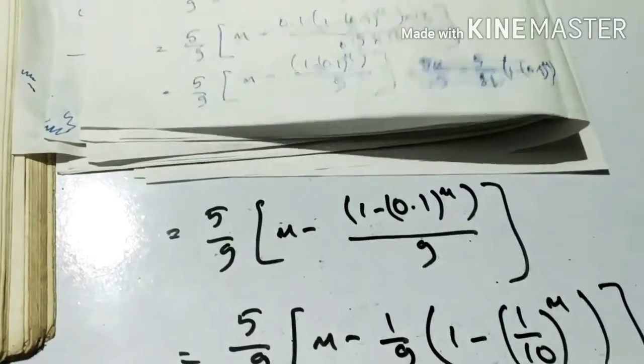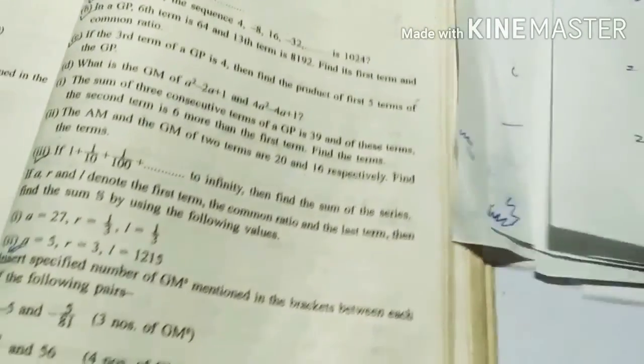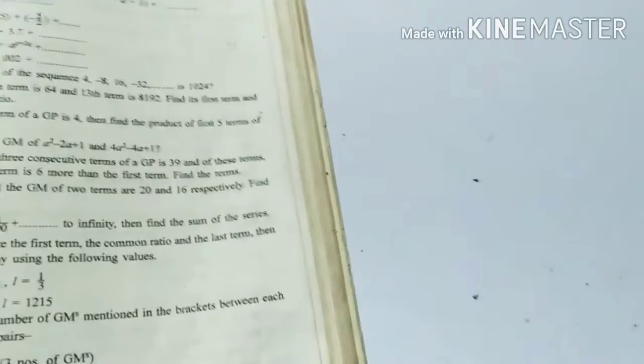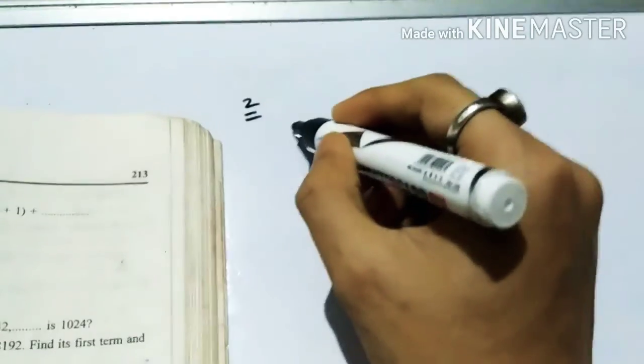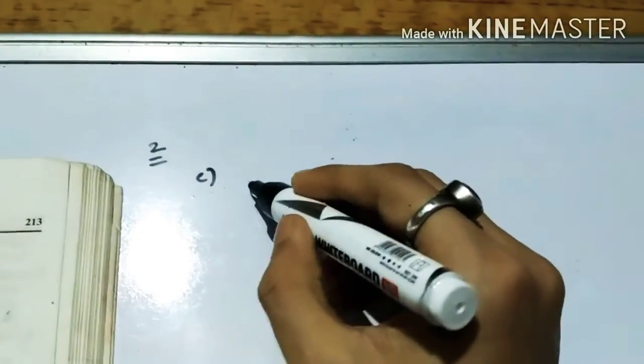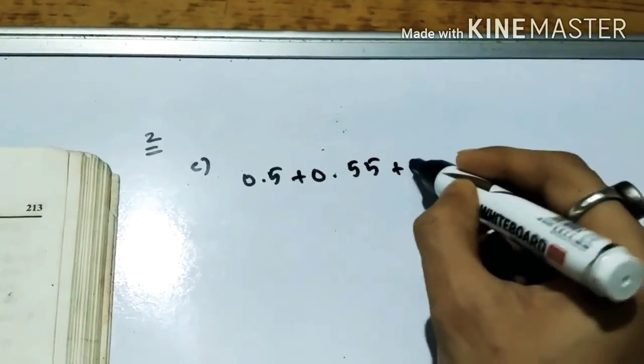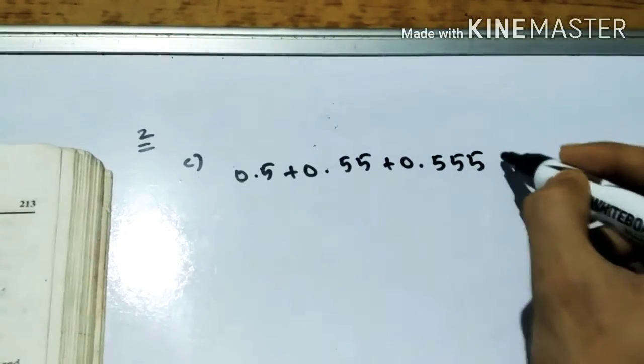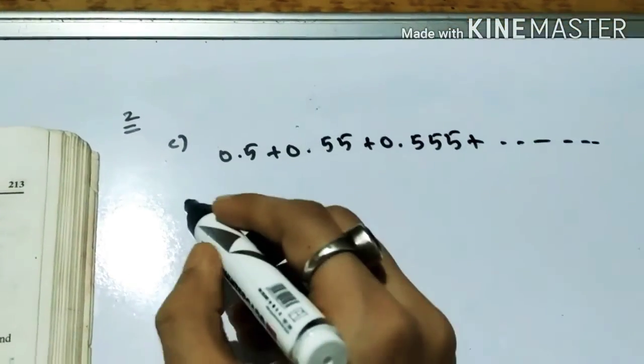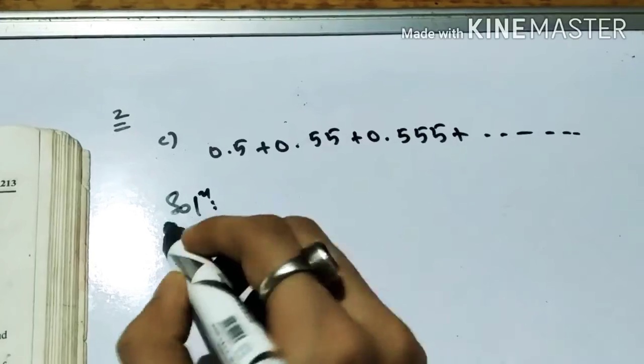Okay, let me do this problem one more time. Understand? These are not so hard. Type 2, number C. What is it saying? 0.5 plus 0.55 plus 0.555 plus dot dot dot. Solution C.